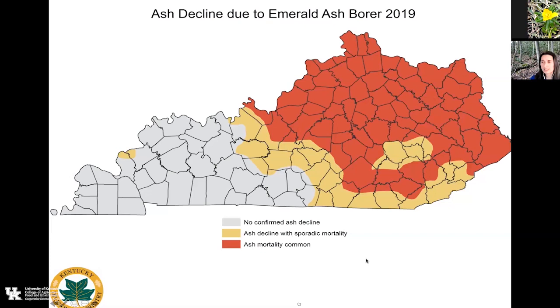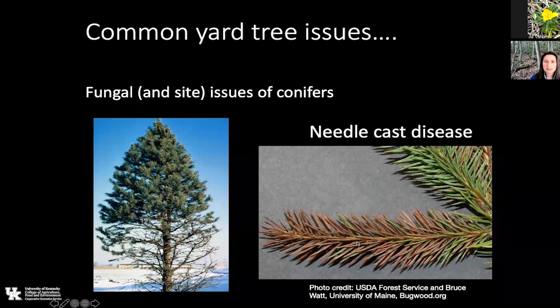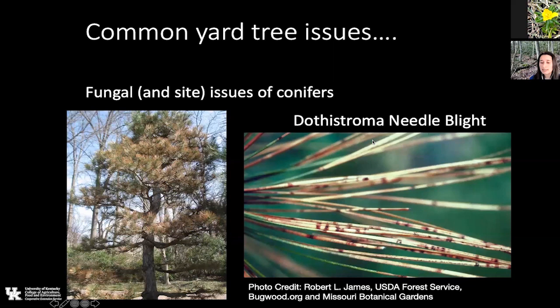Now I'm going to contrast that with some other really common issues that I see in landscape trees. Things like fungal and site issues of conifers. So how many native conifers do we have in this area? Not many. We've got red cedar, right? And there are some pine trees that will grow in some areas, but there are a lot of popular conifers that are planted in the landscape setting. And they suffer from a wide range of issues. Certainly some fungal diseases, like in this photo, we've got needle cast disease, which is a disease of spruce trees. In this photo, I've got Dothistroma needle blight, which is a problem for some of the pine species that are not native to this area but are grown here.